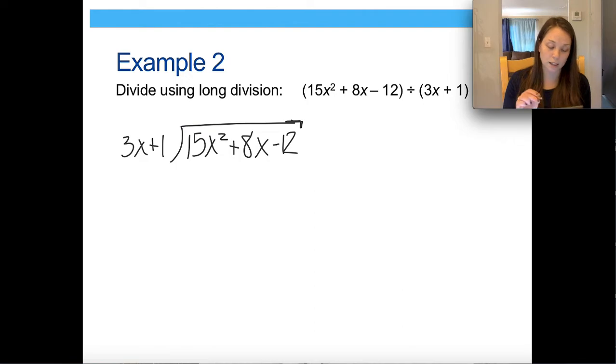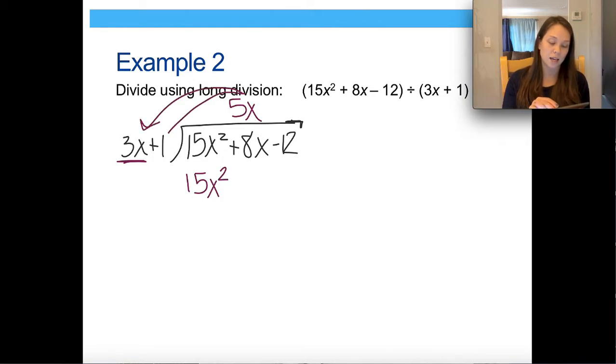So starting the process off, 3x times what number is 15x squared? Well, to get from 3 to 15, I need to multiply by 5. And to get from x to x squared, I need to multiply by x. So 5x times 3x gives me 15x squared, which is good. 5x times 1, because I have to multiply that 5x into each of those terms of the divisor, the piece on the outside. That's going to give me plus 5x underneath.